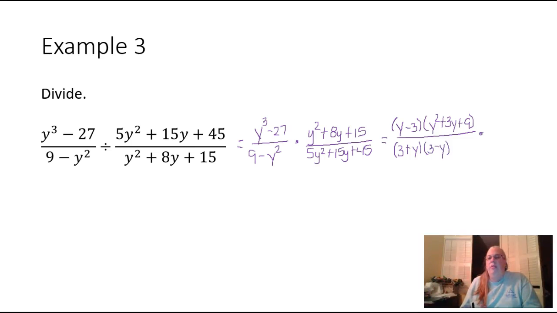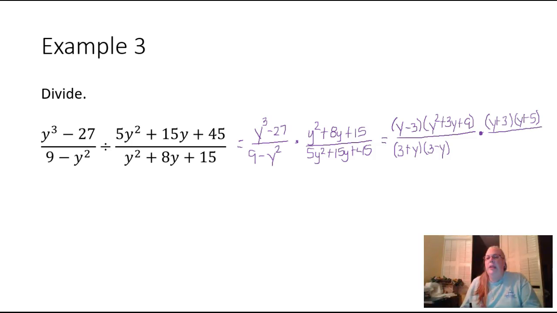And now for my other fraction, I have y squared plus 8y plus 15. Well, this is a trinomial, so I want to know, are there any factors of 15 that will add together and give me 8? And there are. Positive 3 and positive 5. And my variable is the y there.